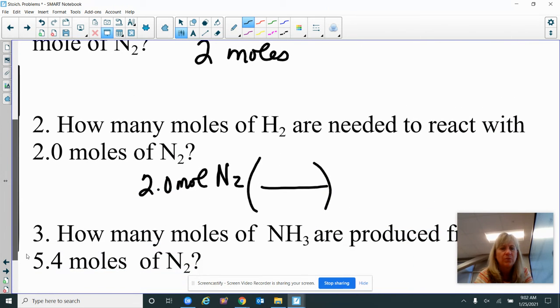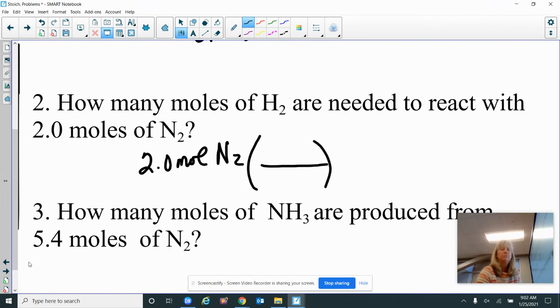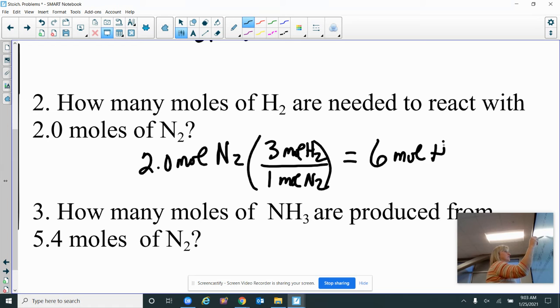For 2 moles of N2, okay, 1 mole of N2 gives us 3 moles of H2 according to the balanced equation. So we would need to react 6 moles of H2. Okay, a mole to mole ratio. So we're starting in moles of N2, so N2 has to go on the bottom. The number of moles of N2 is from the balanced equation. So this is called our mole to mole ratio.